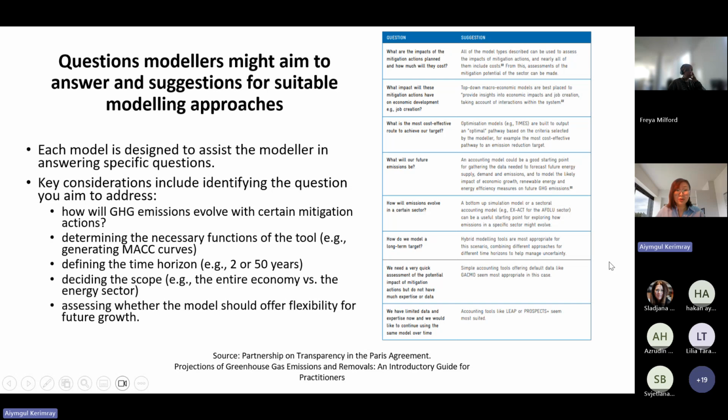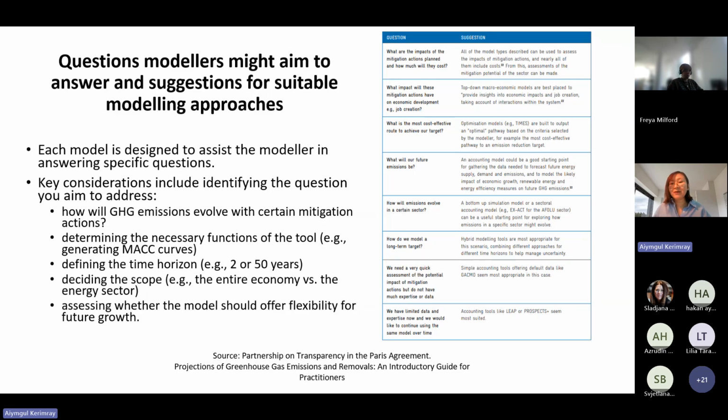So the choice of the model depends on the questions that modelers aim to answer. Based on that, there are some suggestions for suitable modeling approaches. For example, if the question is what are the impacts of the planned mitigation actions and how much will they cost, then models with a costing parameter might be helpful. If the question is what will be the impact of these mitigation options on economic development and job creation, then probably top-down economic models might be chosen over bottom-up models, which have higher technology representation. Another question might be, what is the most cost-effective route to achieve our target?